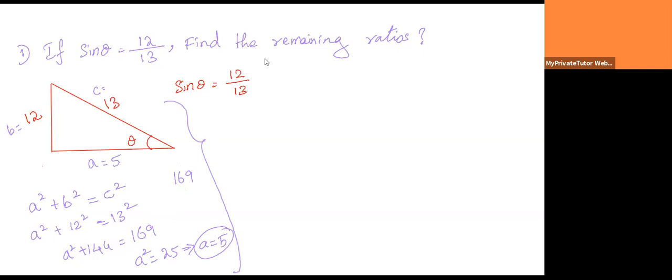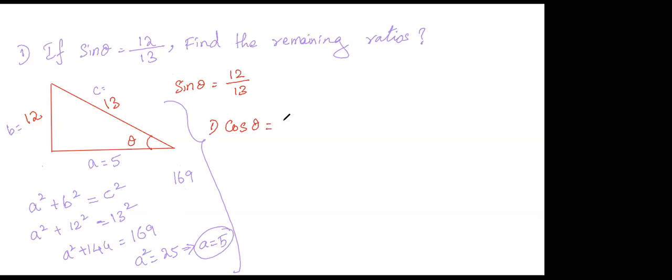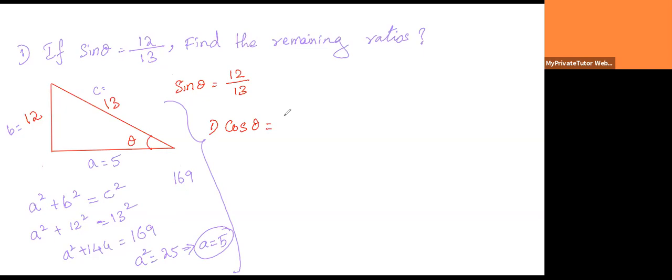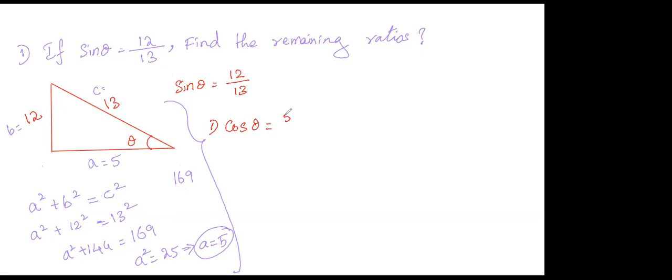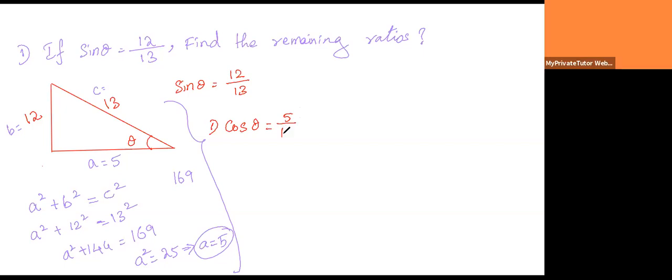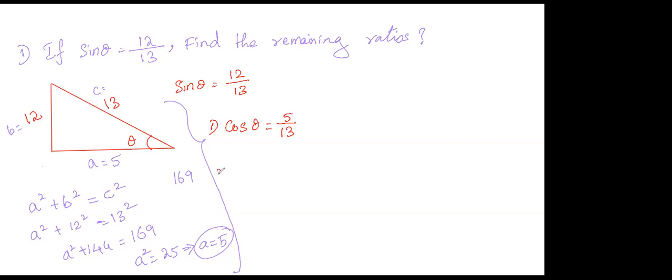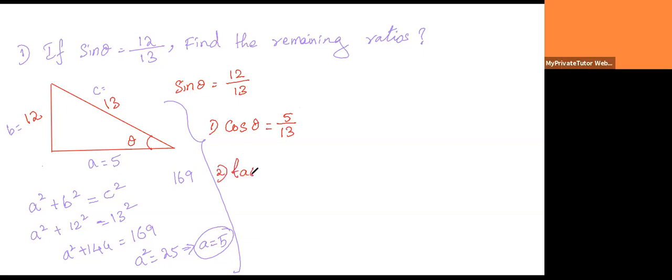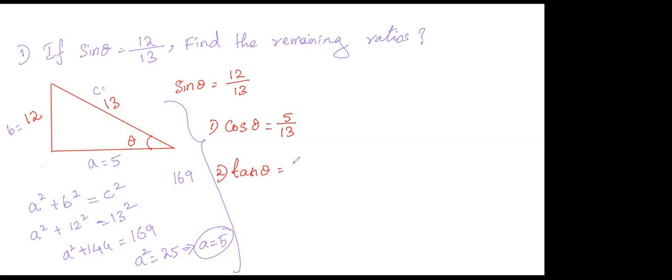Yes. Okay, then we can find the remaining ratios easily. The first one, sine, we already have, so go ahead with cos. What is the value of cos? Cosine is adjacent over hypotenuse, 5 over 13. Very good. What about tan theta? Tangent is opposite over adjacent, 12 over 5.